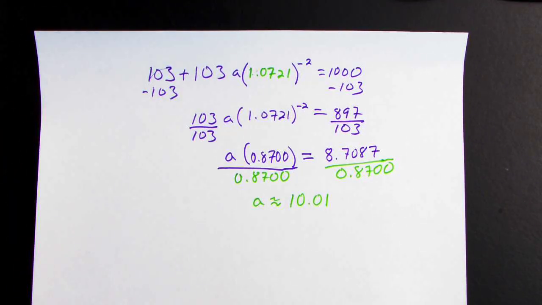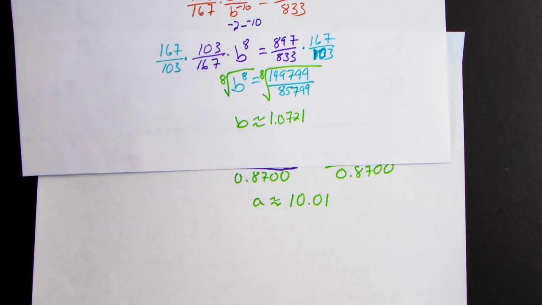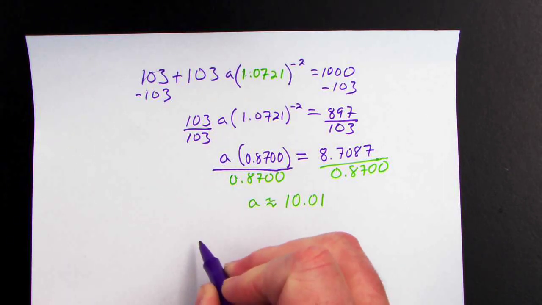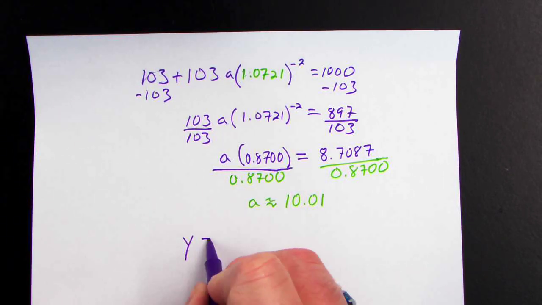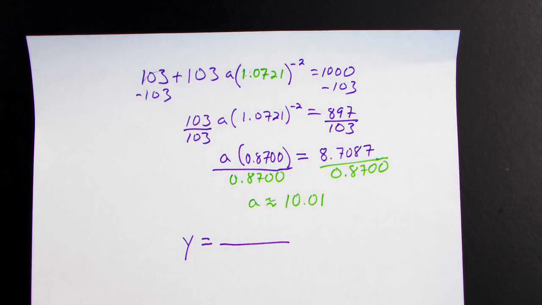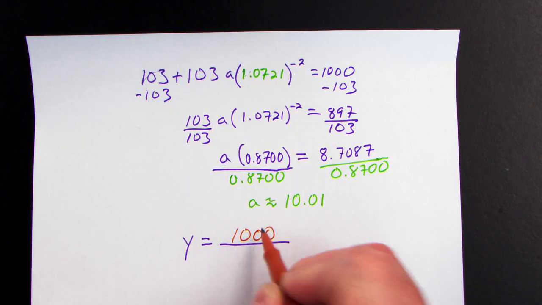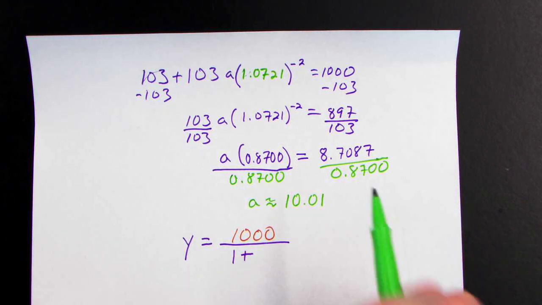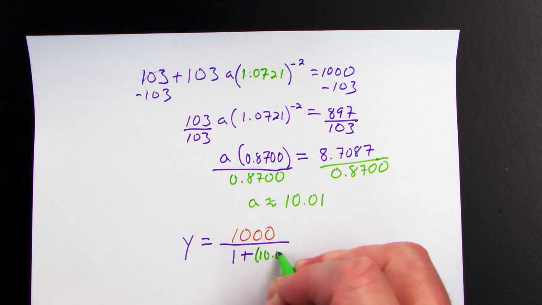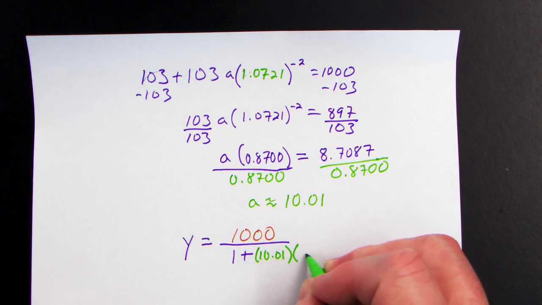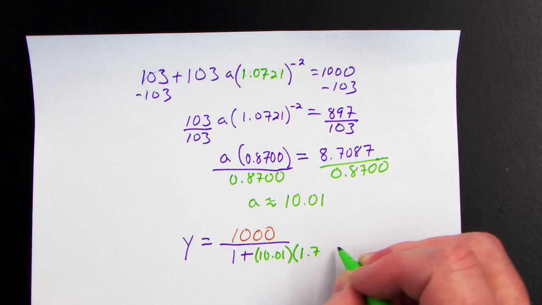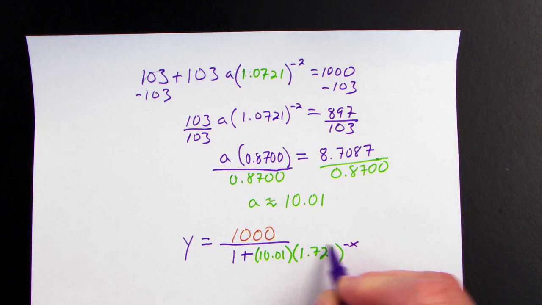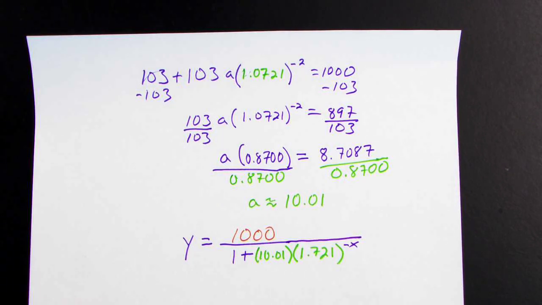We now have our A and our B values, so we can go back to our original equation and plug those in. So y equals that maximum value of 1,000 over 1 plus 10.01 times 1.721 to the negative x. And there we have our equation.